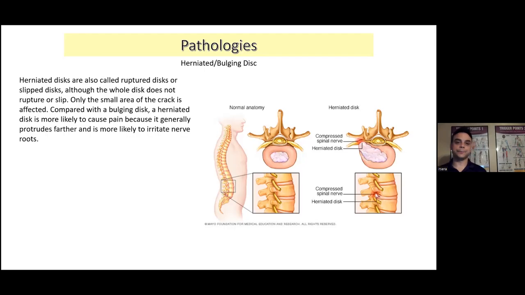And then the biggest problem with the herniated or bulging disc is that it could potentially compress a nerve, which would then cause that previous radiculopathy, a nerve entrapment, nerve impingement, right? And so that's one of our biggest concerns, that it's pressing on the nerve, causing the pain and discomfort and everything.